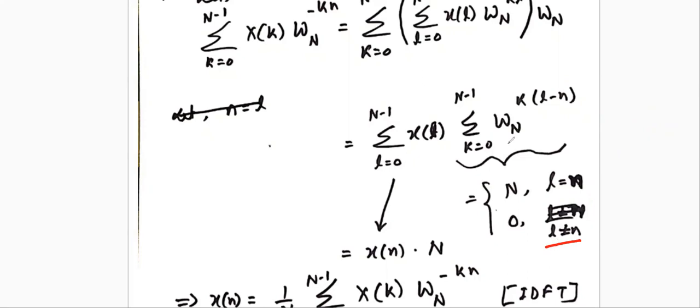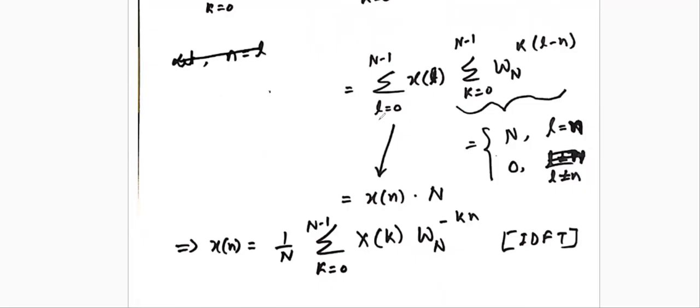And that's why the summation of all the zeros definitely gives the output equal to 0. So there are two cases. Only for L equals N, we got capital N, and otherwise that is 0. So what can we find here?